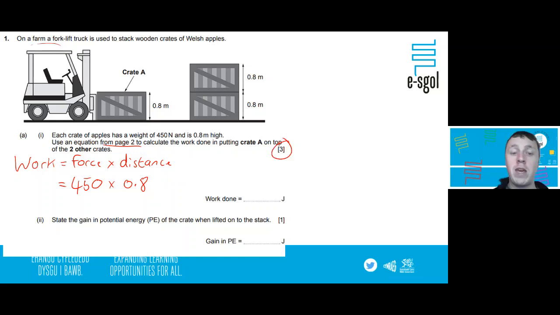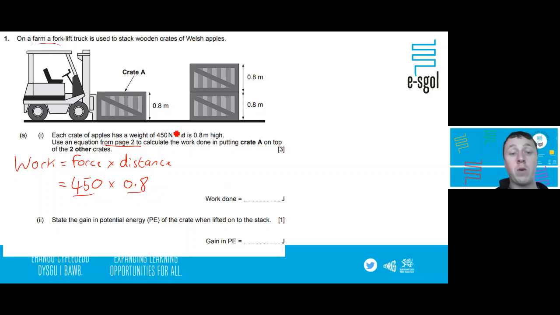3 marks may often mean you will use an equation, you'll do some substitution of values, but that would be 2 marks. 3 marks means there is an additional step or there's an additional piece of information we have to use. So think, do our values make sense?